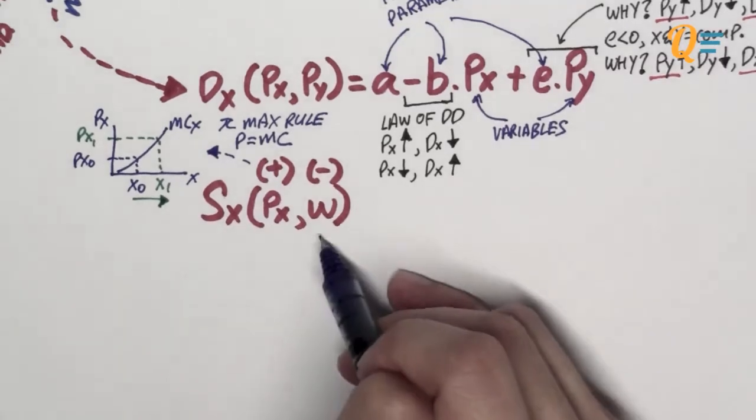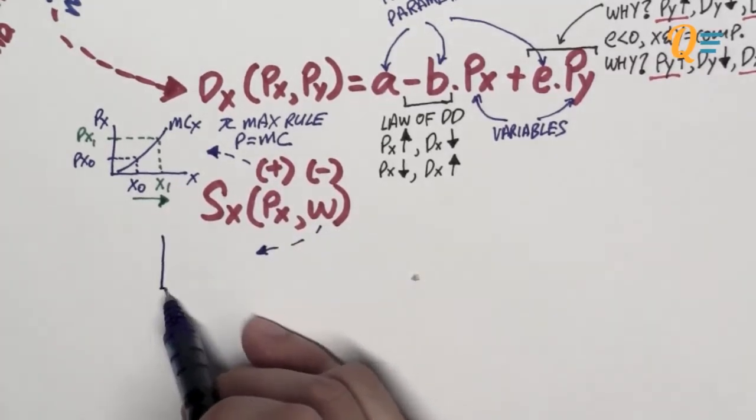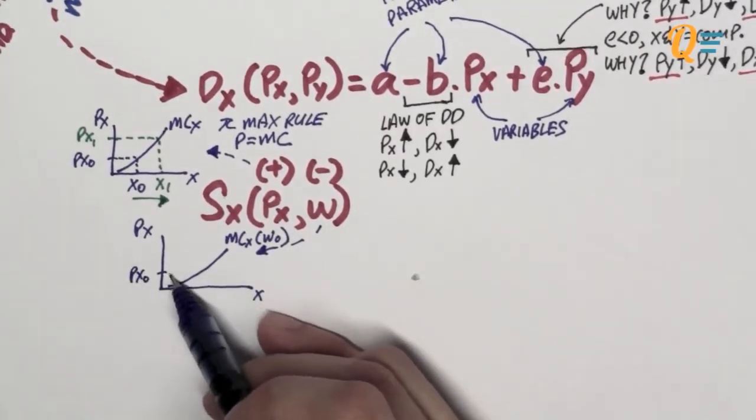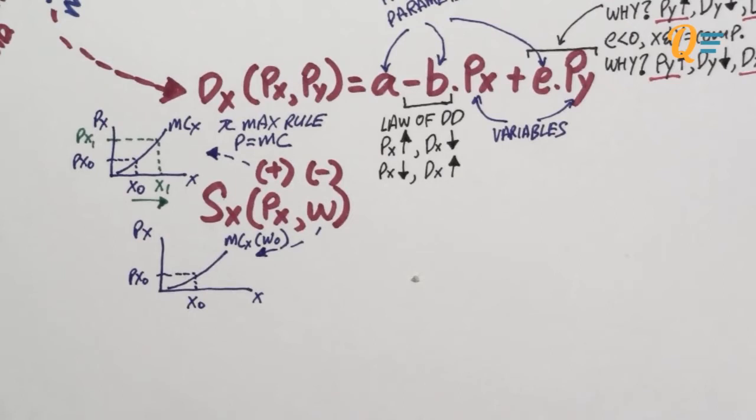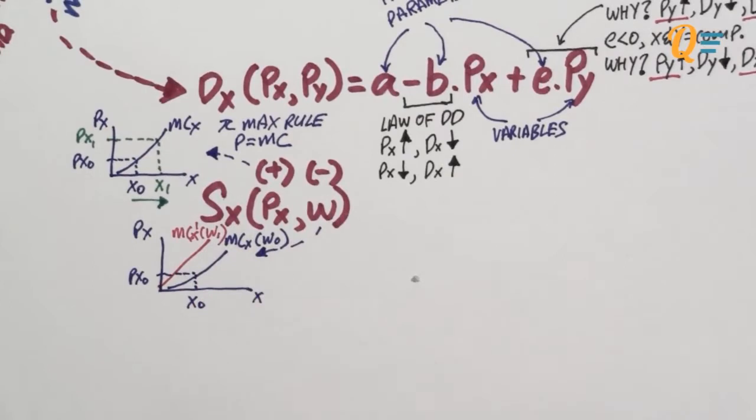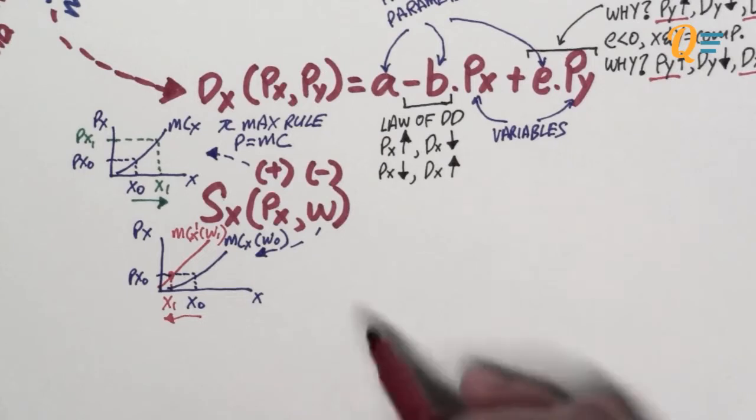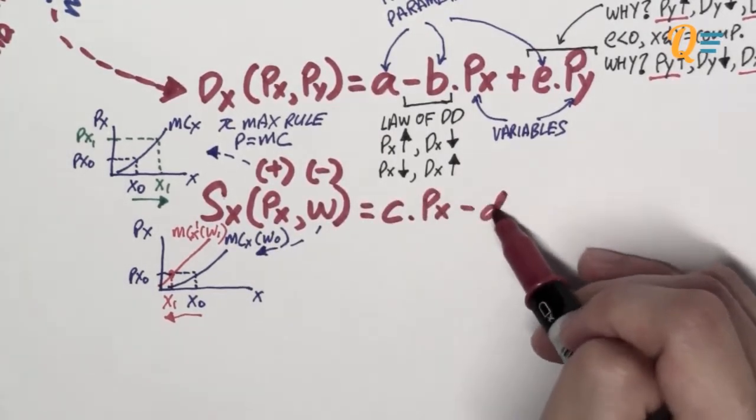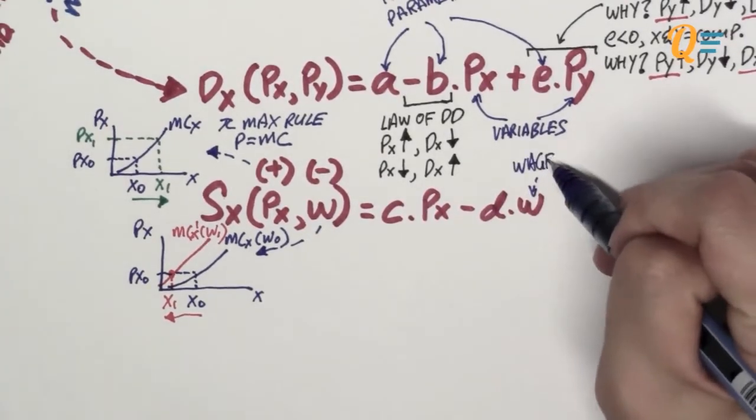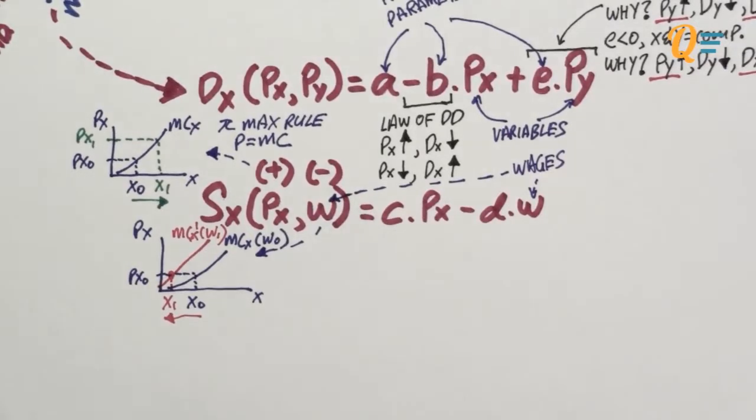And the wage rate would have a negative relationship with the supply of x also because of the marginal cost curve. So if initially we have an MC curve that is derived with the wage rate of W0, and let's say that the wage rate increases, so this causes the MC curve to actually shift up, and assuming that the price does not change, the firm will be producing less x given P equals MC. So the supply of x written in the mathematical form could be C times the price of x minus D times the wage rate. So W here stands for the wages.